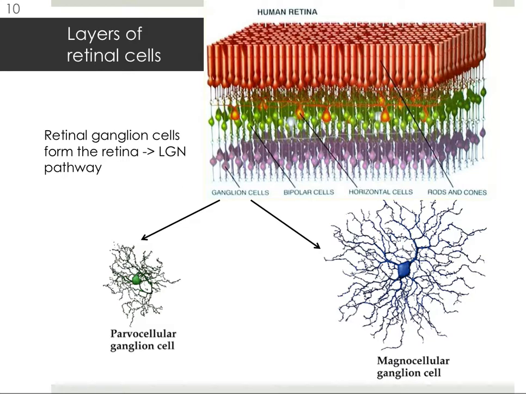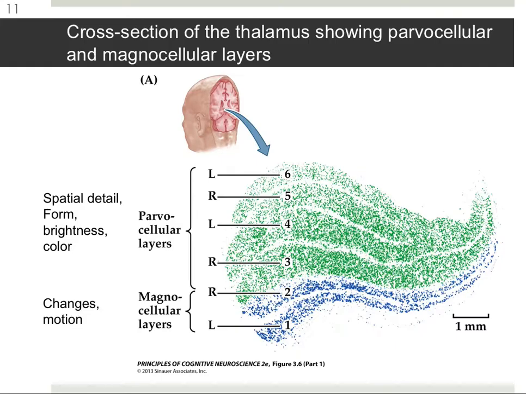These retinal ganglion cells make up a major part of the early visual pathway, and they're divided into parvocellular ganglion cells, which are relatively small, and magnocellular ganglion cells, which are relatively large. So magno just means large, so that's how you can tell those apart. And these layers of parvocellular and magnocellular retinal ganglion cells are quite well preserved all the way through your visual pathway.